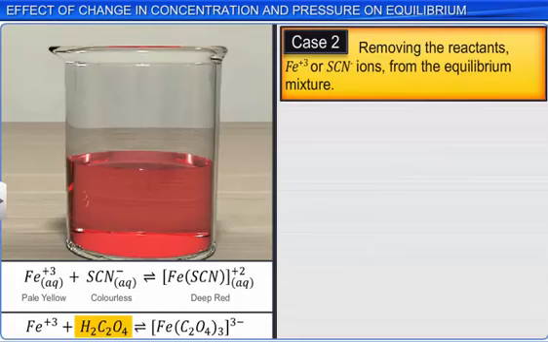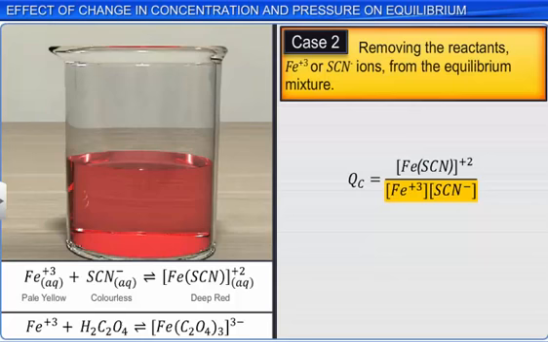Oxalic acid reacts with Fe+3 ions in the equilibrium mixture and forms a stable complex, trioxalate ferrate 3 ion. Due to this, there is a decrease in the concentration of free Fe+3 ions in the solution. This results in a decrease in the denominator value in the expression for reaction quotient. Thus, the value of Qc becomes greater than Kc. When Qc is greater than Kc, the reaction proceeds in backward direction.